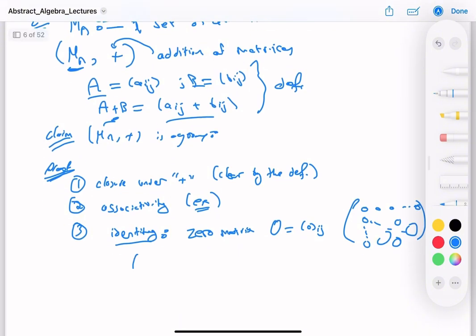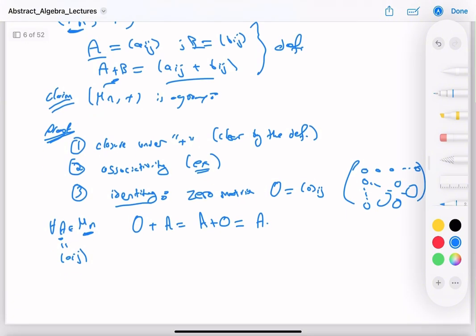So if you add O to any matrix, for every A in Mn, for every matrix A that's n by n, adding 0 to A is the same as adding A to 0, and this is the same as, let's say A is Aij. Well, the zero matrix plus any other matrix gives you the matrix back, right? So there isn't much here to say.